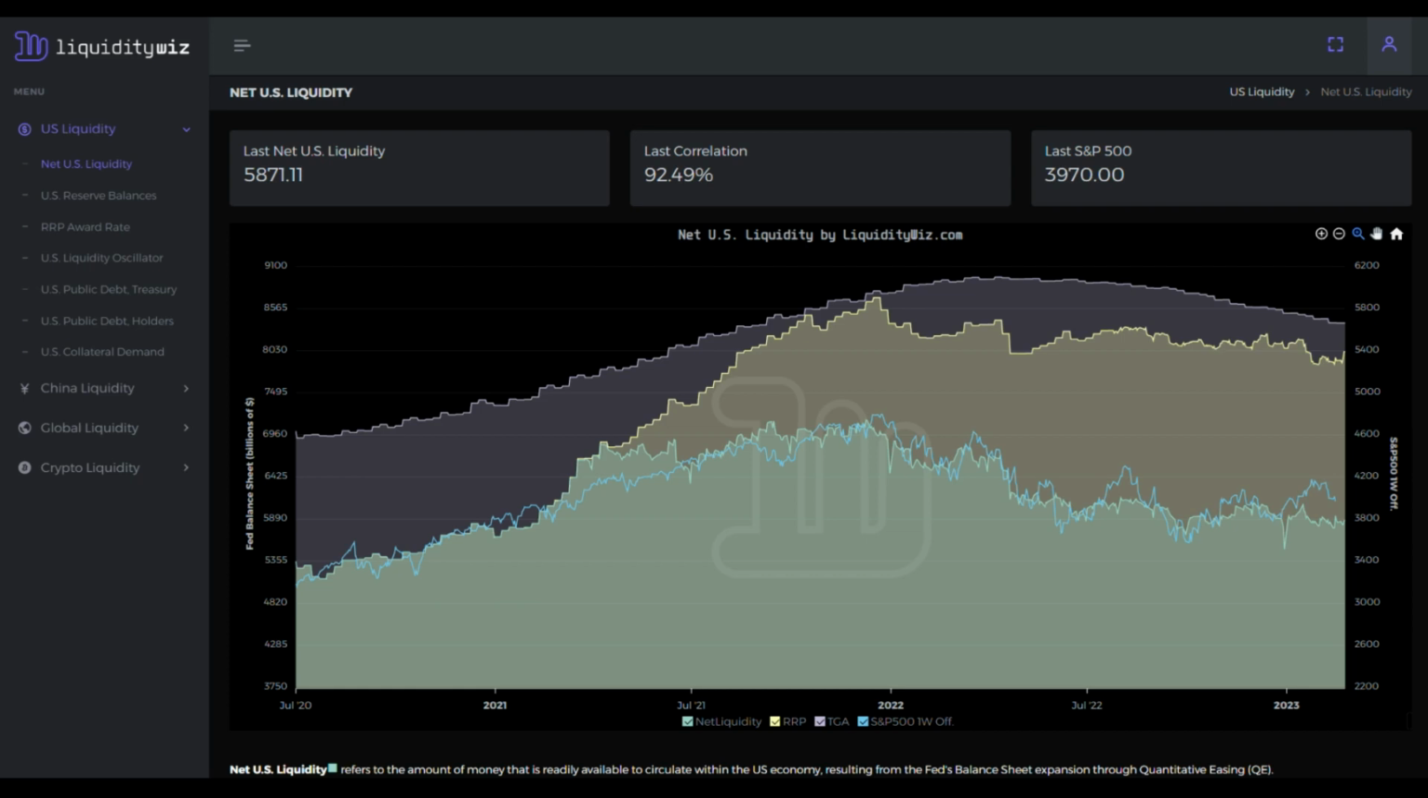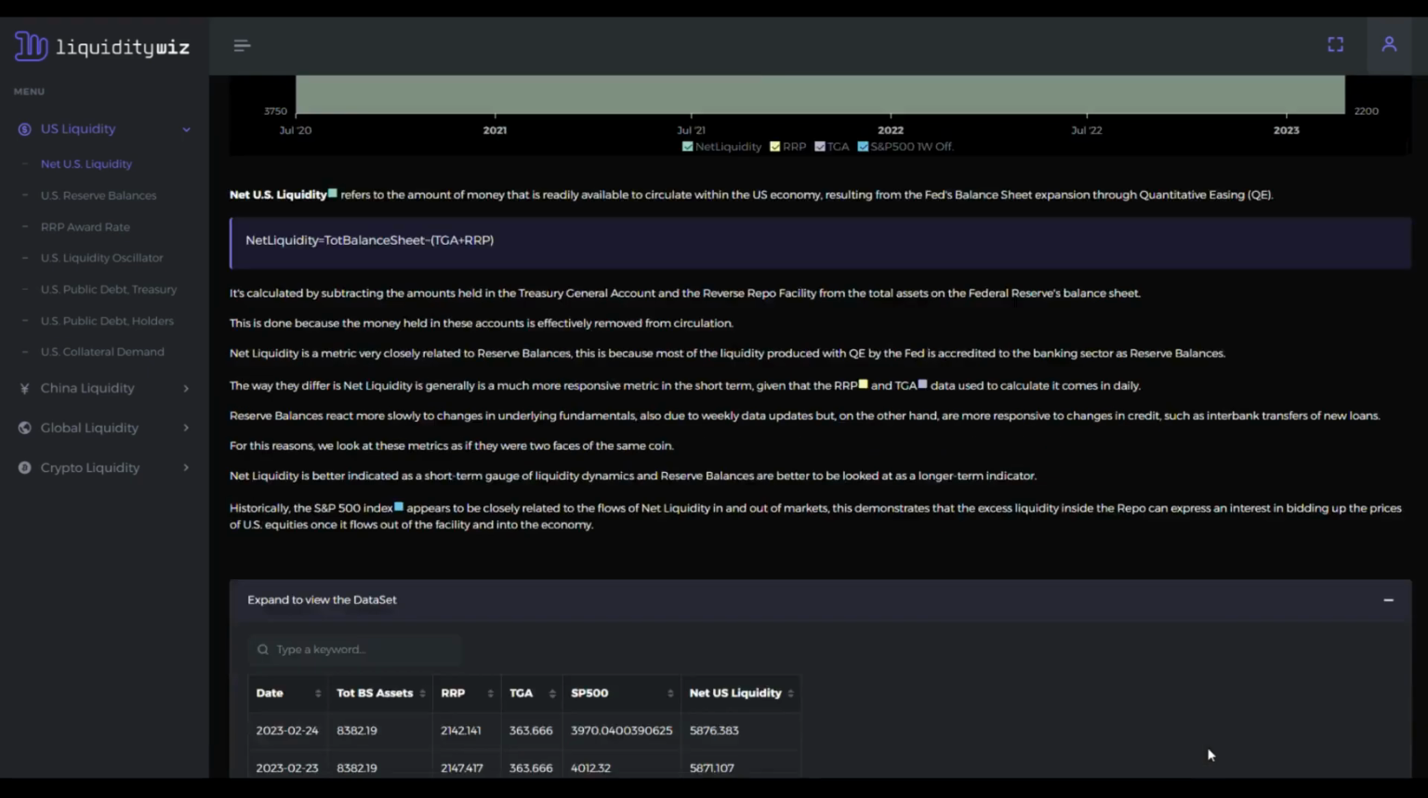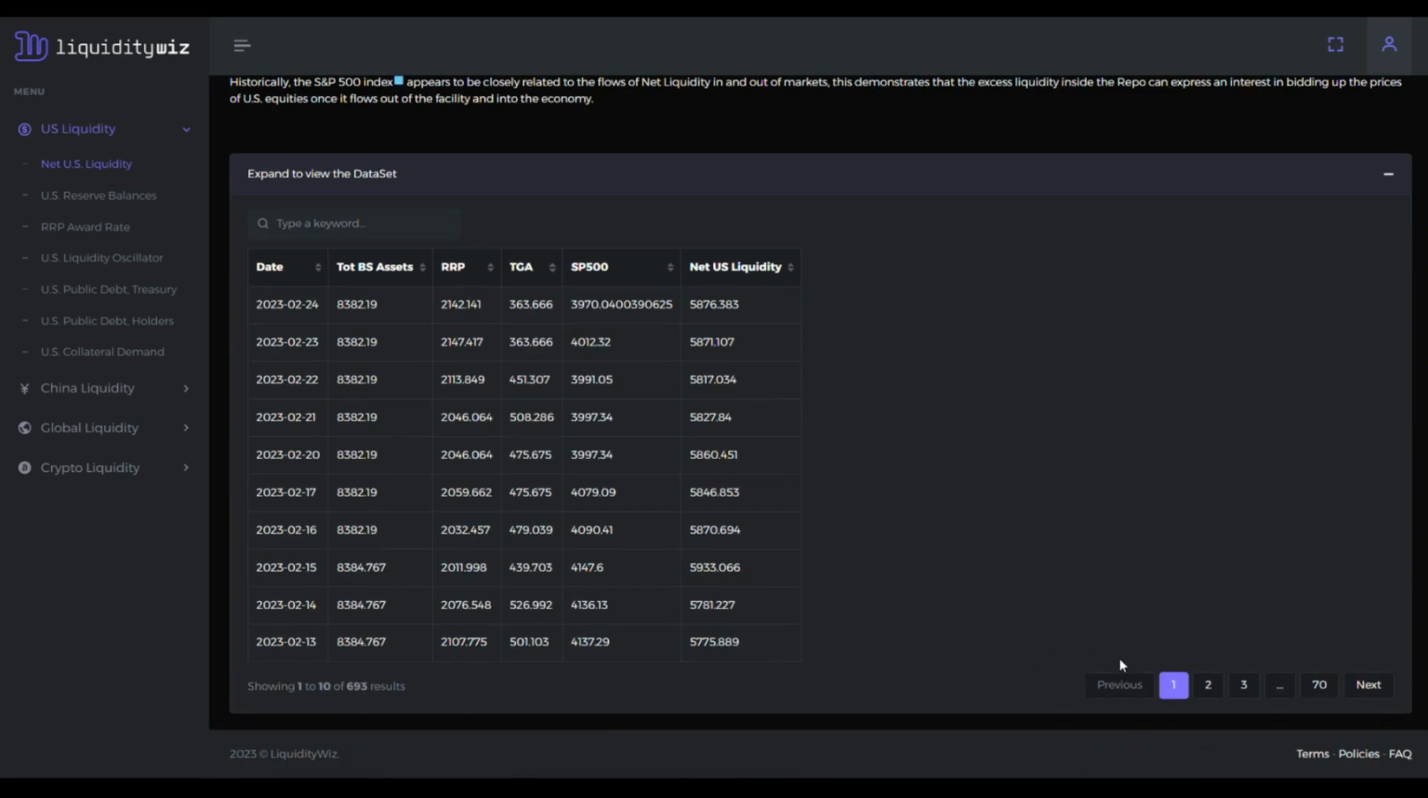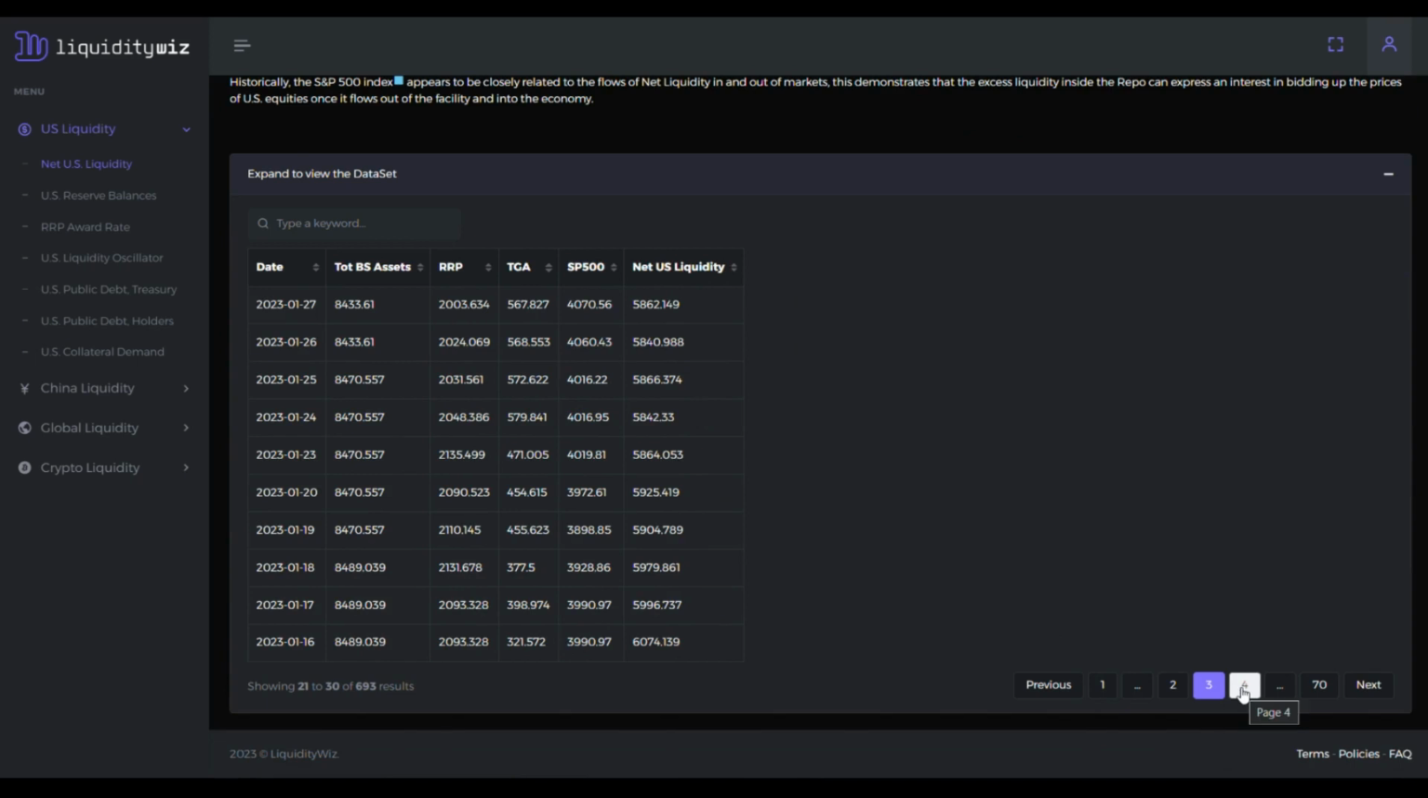much more responsive metric in the short term, given that the repo and the TGA data used to calculate it comes in daily. In fact, you can check the values on a daily basis in the data frame provided at the bottom of the page. Reserve balances, on the other hand, react more slowly due to weekly data updates. We can really consider them as being two faces of the same coin, but net liquidity is a better gauge for short-term liquidity dynamics, while reserve balances are better suited to be looked at as a long-term indicator.